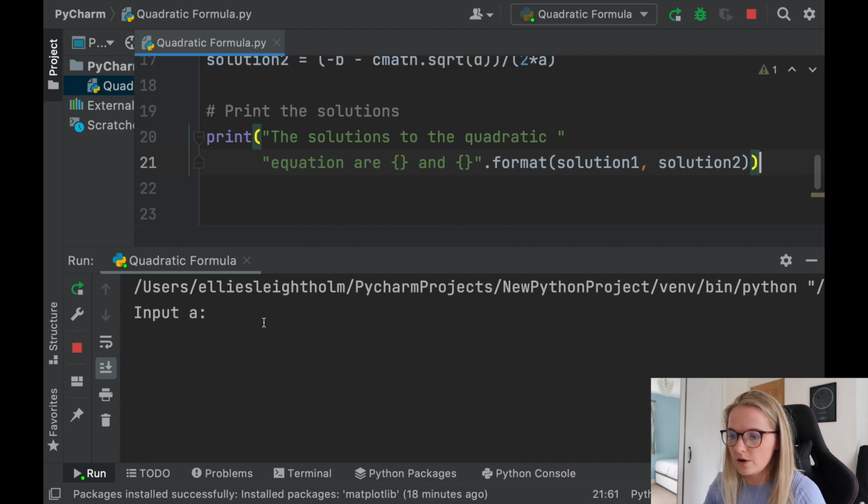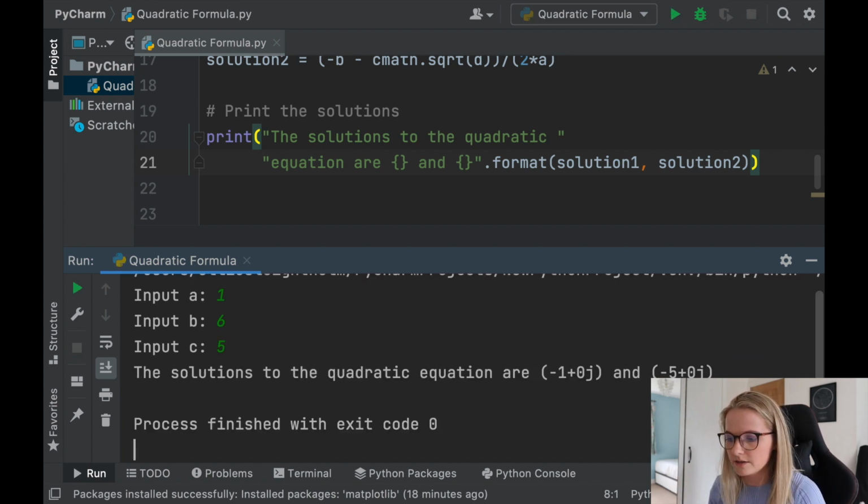Okay, so it says input A, we've got 1. Input B, we've got 6. Input C, let's say 5. These are all just random numbers for a random quadratic equation. Press enter, perfect. So the solutions to the quadratic equation are minus 1 plus 0j, so that's the imaginary unit, there's no imaginary number there, and minus 5 plus 0j. So here we have the solutions to the quadratic equation are minus 1 and minus 5.